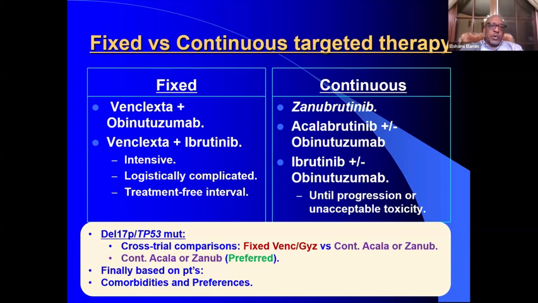But finally, the decision is based on patient comorbidities and preference, of course. So you have to talk to the patient. But these are the recommended regimens for patients with the deletion 17p or TP53 mutation.